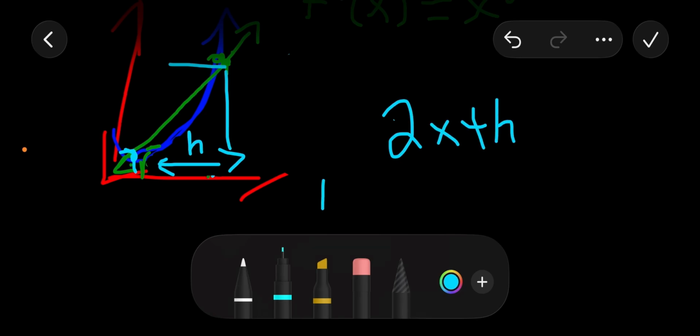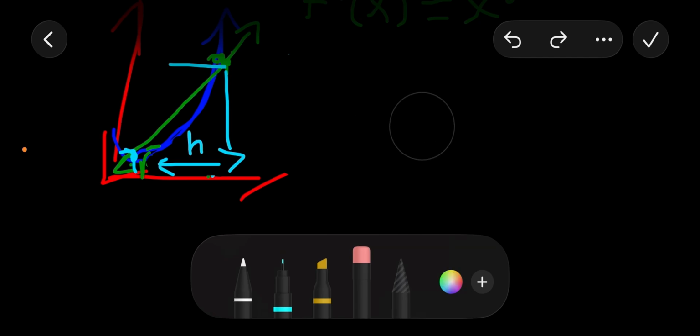We're going to take the limit as h approaches 0. As h gets very close to 0, we finally have 2x plus 0, or just 2x. Now that was very complex and difficult, I know. Now time to get to integrals.